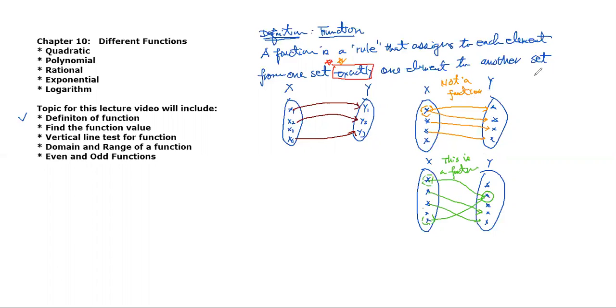So that's why the function definition is that you cannot go to two people. You cannot have one x going to two y's, so that is not a function. But if you have two x's going to the same y, like two boys liking the same girl, that is okay. So this is a function. We also define this part, my X here, as the domain, and this one as the range.